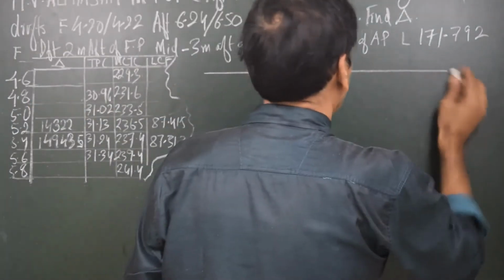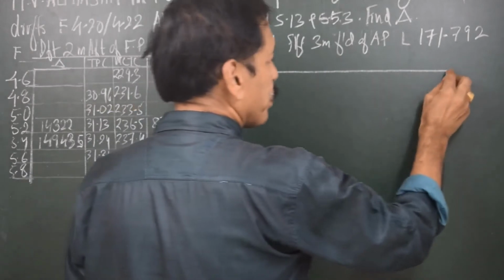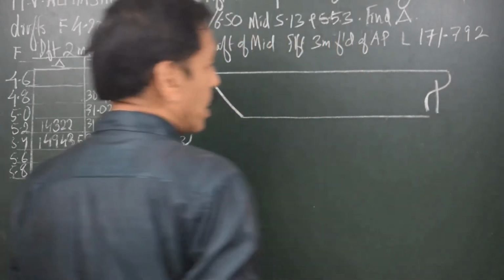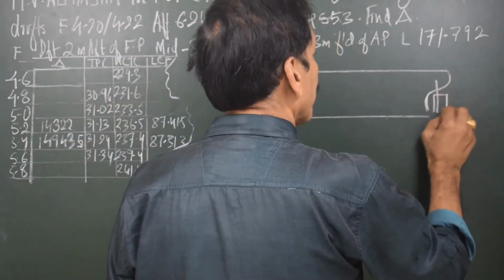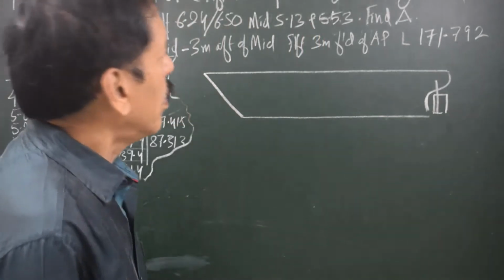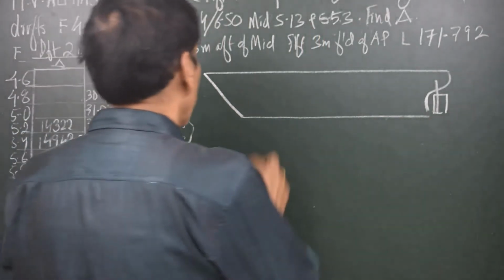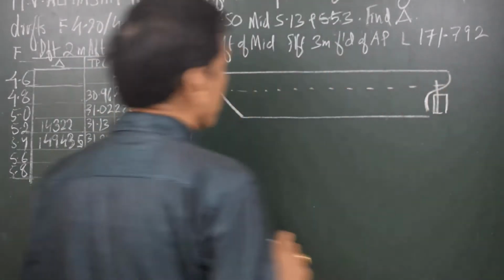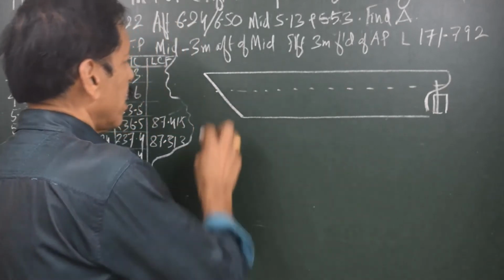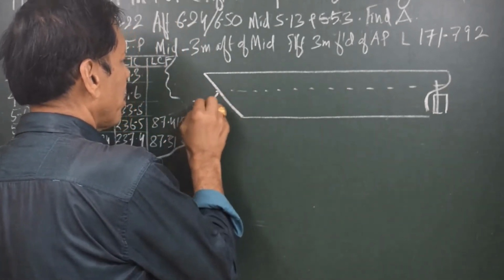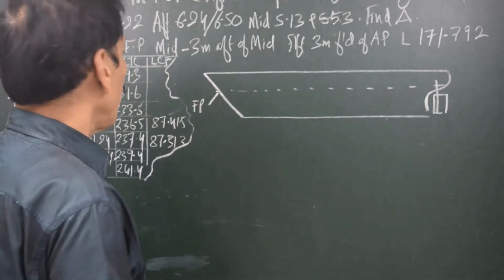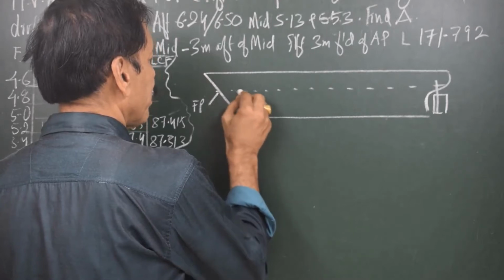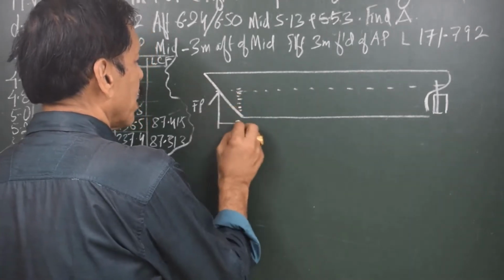So let us say that the ship is like this. Here is the aft perpendicular. Now, this is say a water line, and let us say this is the fore perpendicular. The forward draft is 2 meters aft of the fore perpendicular. So if this is the forward draft, this distance is 2 meters.